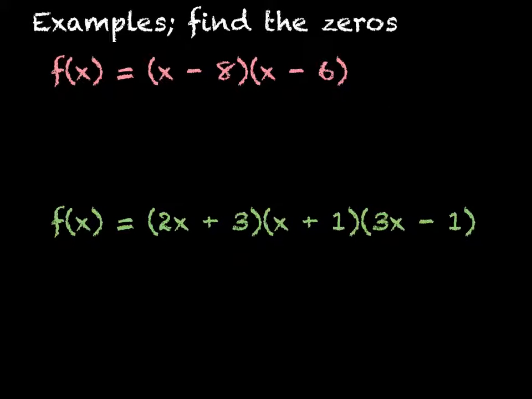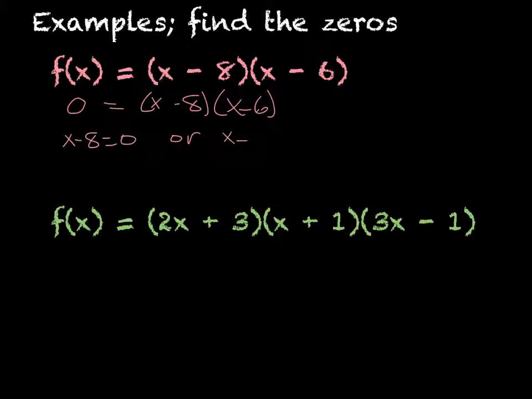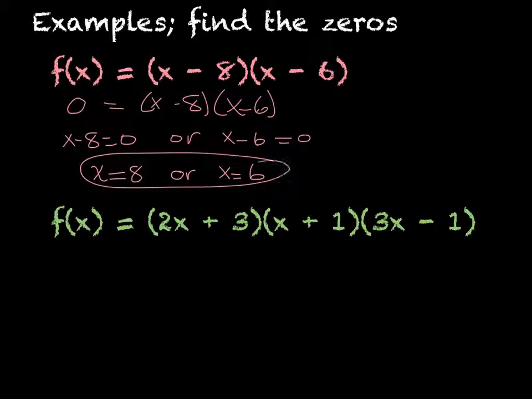So, to solve some examples, we already have these in factored form, we just need to set it equal to 0. So 0 equals x minus 8 times x minus 6. And then, if we consider A to be x minus 8 and B to be x minus 6, then we set them individually equal to 0. X minus 8 equals 0, or x minus 6 equals 0. And then we just solve for x. So either x equals 8 or x equals 6. So those are our two possibilities.